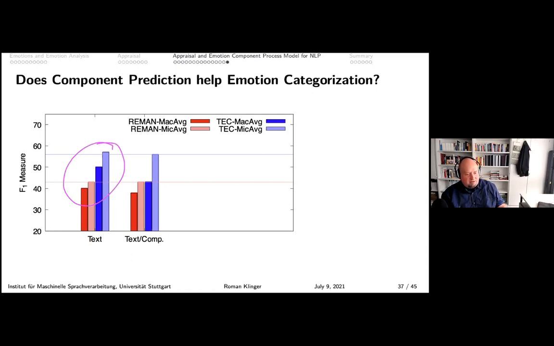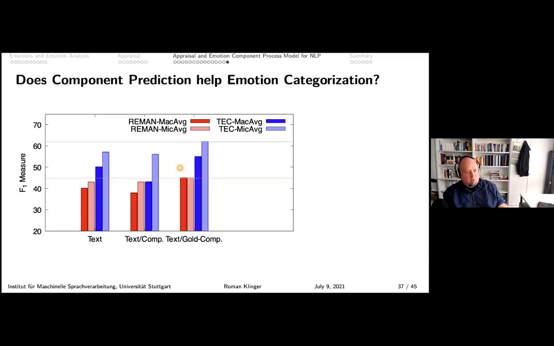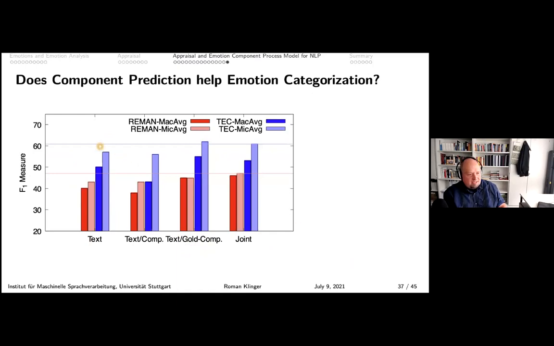Now, what happens if we use the gold annotations of the components instead of the predictions? We see that this actually helps. When we tell the model this emotion is communicated by a subjective expression, it helps the model to distinguish the different emotions. Now this is not a real-world system again, because we make use of these gold annotations. Now the question is, can we make a usable system out of this? And when we put this into a multitask model, a cross-stitch neural network, we see that there's actually quite some improvement for the emotion classification. So this seems to work quite okay.